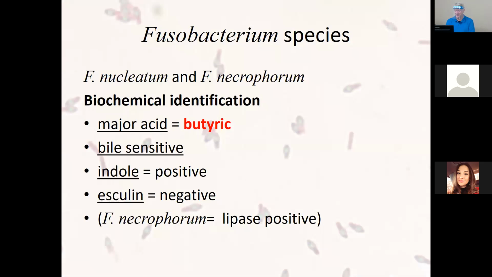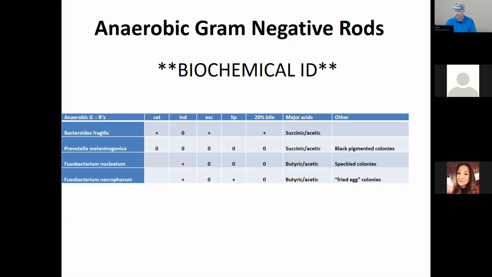Fusobacterium species, nucleatum and necrophorum. For the biochemical ID, I hope the major acid is butyric. We'll double check. Bile sensitivity, meaning if I increase the bile content, they will not grow. Indole positive, esculin negative, and lipase positive for necrophorum. I hope that came across. Succinate shows up again right here for the Bacteroides. I don't even think we talked about its major acids, did we? Till we got here.